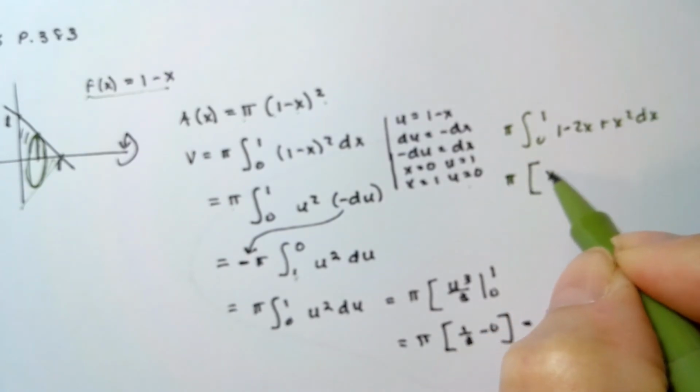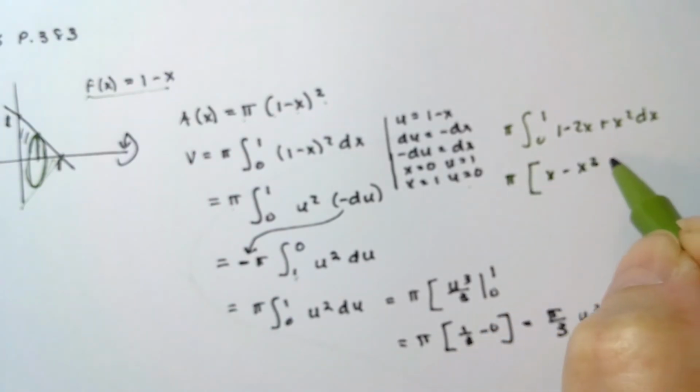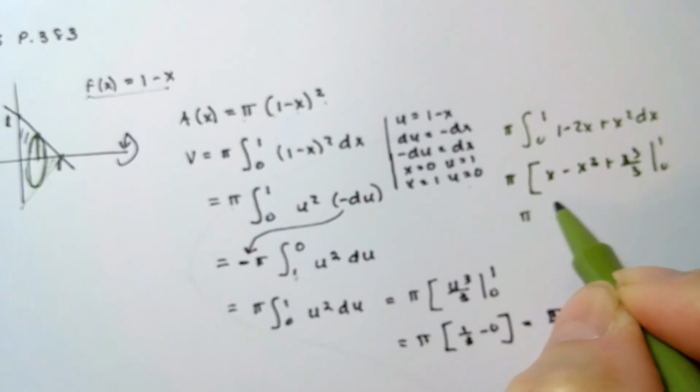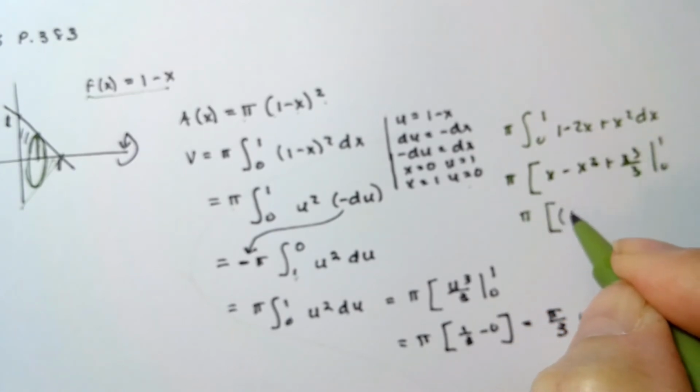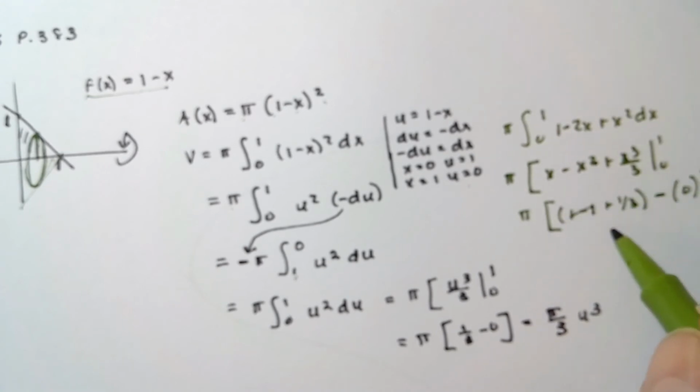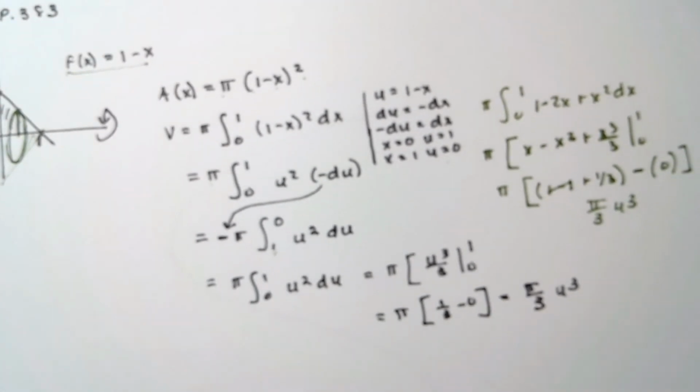Now let me just do this one over here the way it was, right? I'm going to have x minus x squared plus x cubed over 3 from 0 to 1. That's going to be pi times 1 minus 1 plus 1/3 minus, now if I plug in the 0 for all of those, I'm going to have a 0. Those are going to cancel, so I'm going to get pi over 3 cubic units. So I'm going to get the same exact answer.